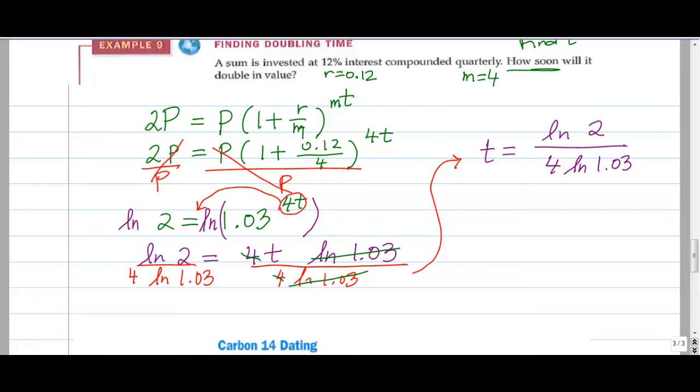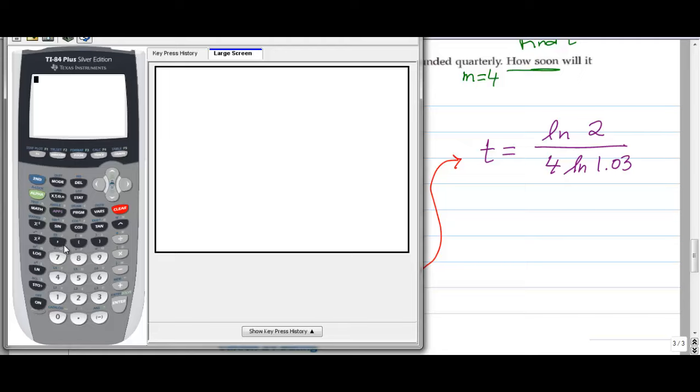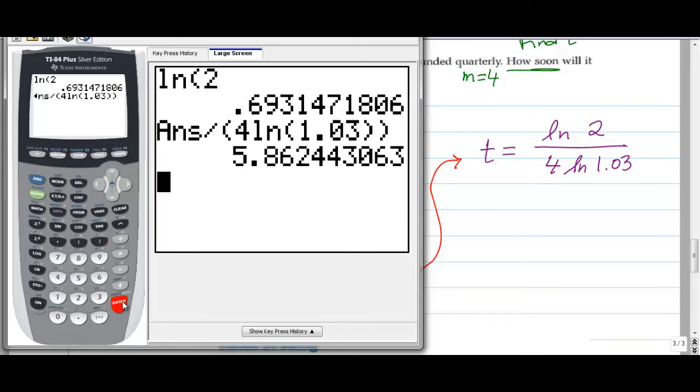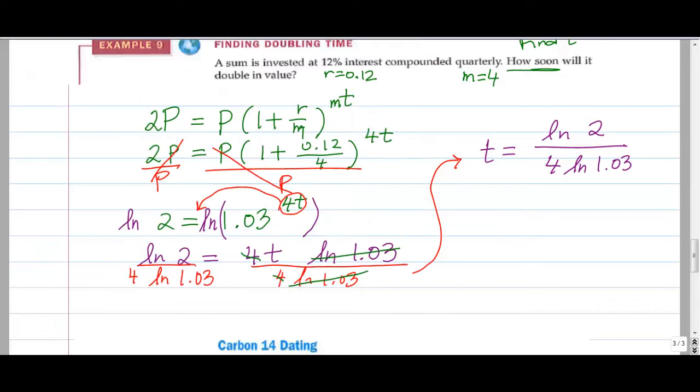Now, let me show you how to plug this into the calculator. So you're going to do ln 2. You can plug this in all at once, or you can do it in steps. ln 2 divided by, and let me put a parenthesis just to be safe, 4 ln 1.03, and you close the parentheses. So it's ln 2 divided by 4 ln 1.03, and we get 5.86. That is what t is.